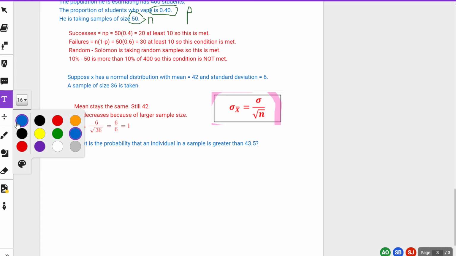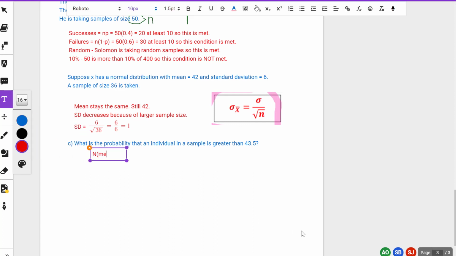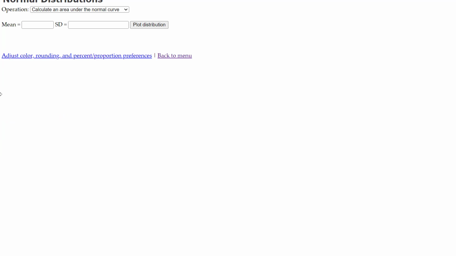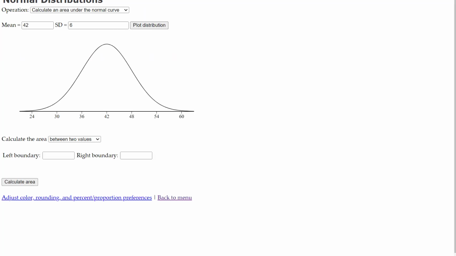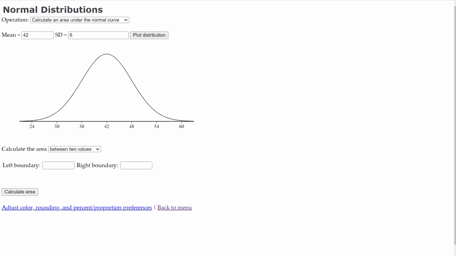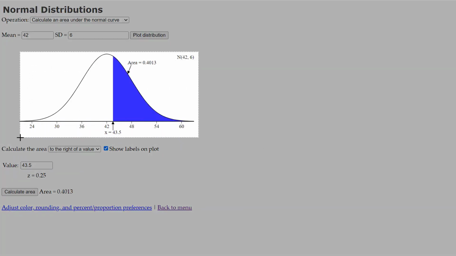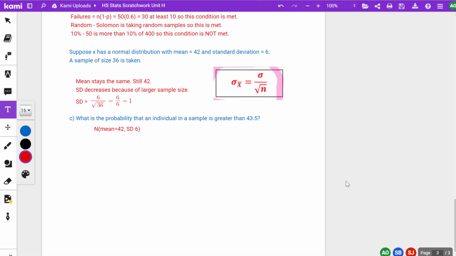So what we're going to do is we're going to use a normal model with the original mean of 42 and the original SD of 6, okay? Because that's for individuals, all right? So if I go to my Statlet, do a normal distribution, and I want to be greater than 43.5, so normal distribution, make it mean of 42, standard deviation of 6. We are calculating an area right there. And we want it to be greater than 43.5. So to the right of 43.5, calculate your area, and I'll do my labels on my plot. And you can see that the area is 0.4013, or about 40%. You can see it's close to half, but not quite. So this is the answer.